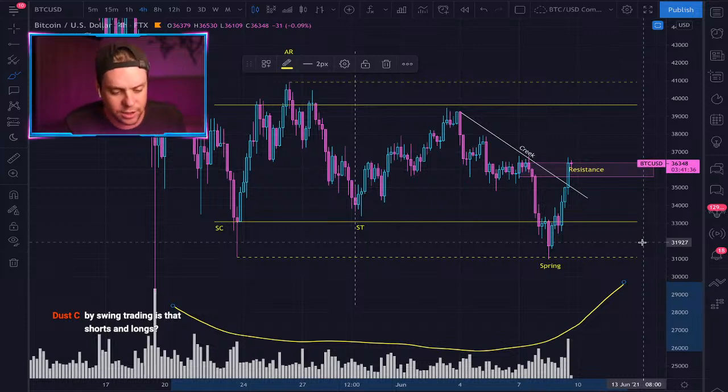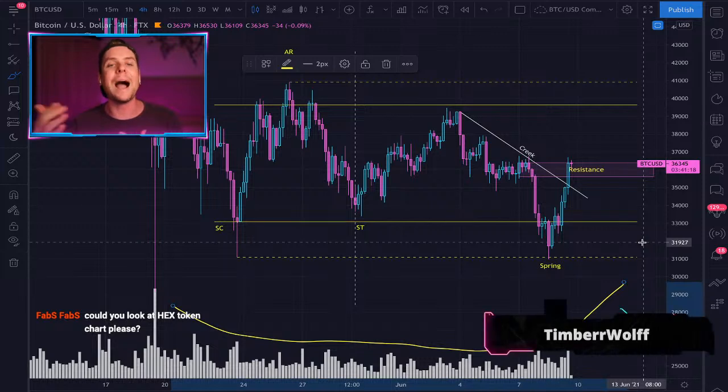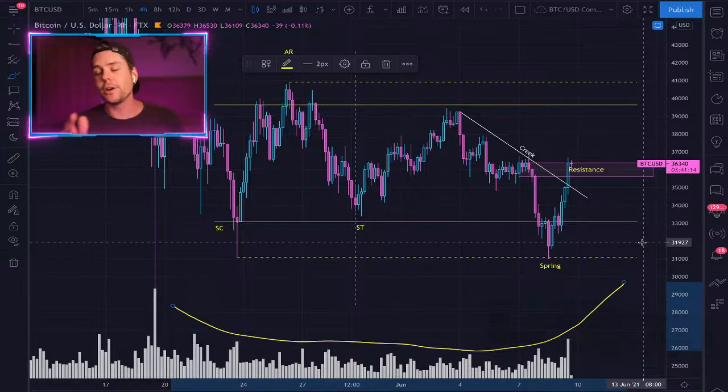By swing trading, is that shorts and longs? Well, a short is when you think the price is going to go down, and a long is when you think the price is going to go up. So for me, a swing trade is more of a time-based duration with larger price objectives. I'll sit in a trade for months as opposed to hours. A day trader will be in and out of the market. Day trading is very different.